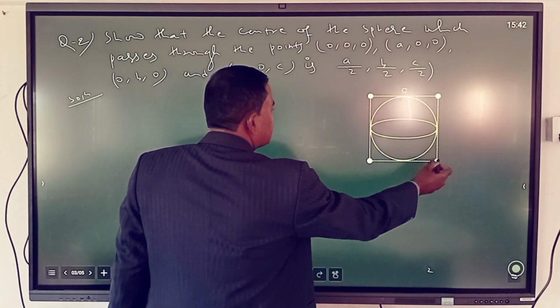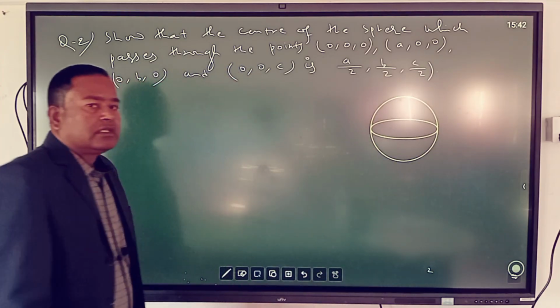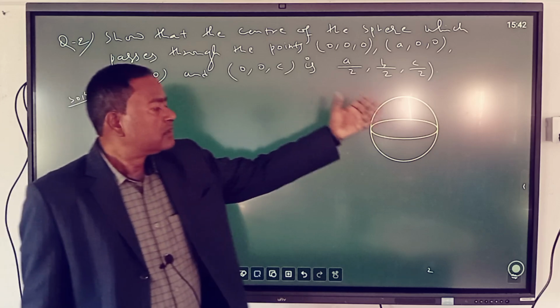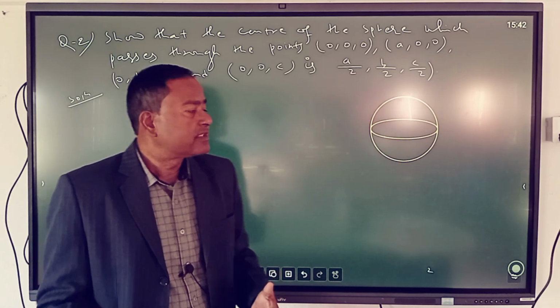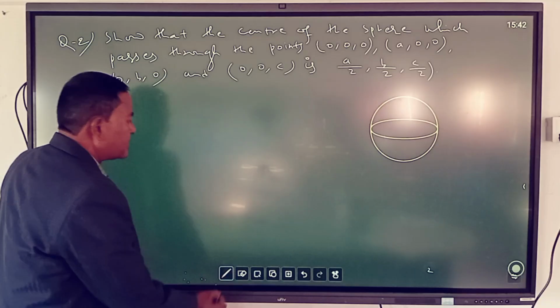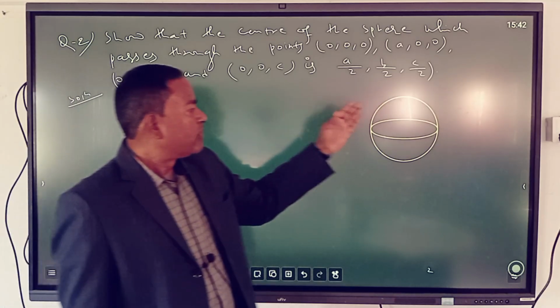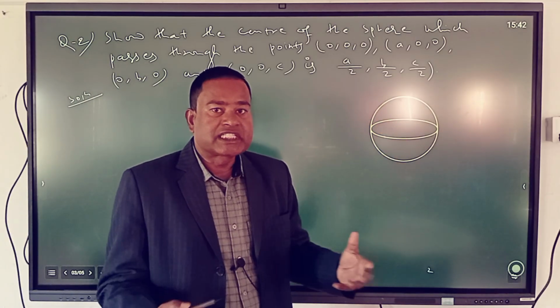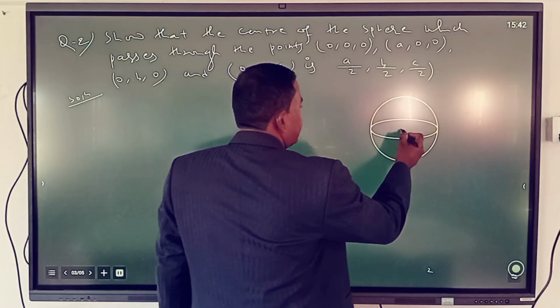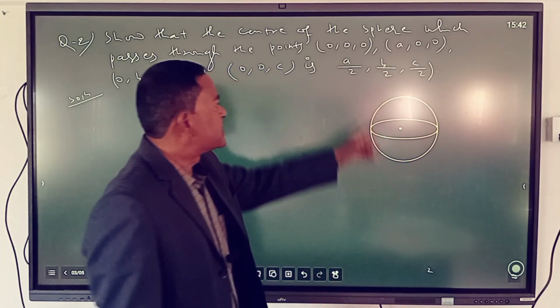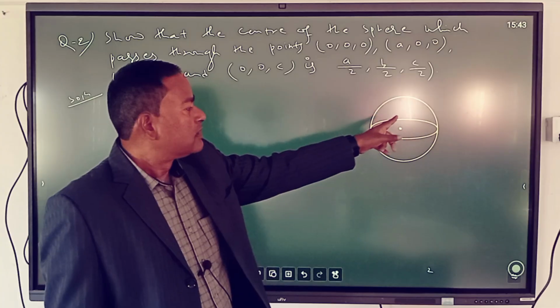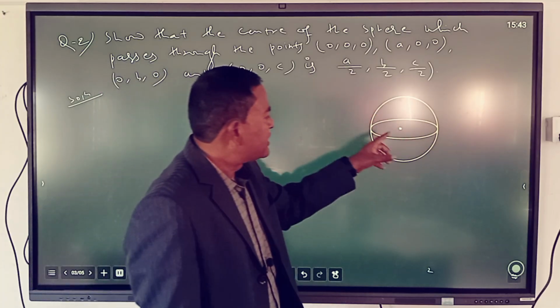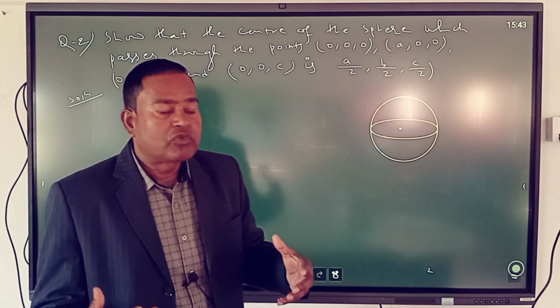Dear student, a sphere is given, so we have drawn a rough diagram of a sphere, and we have to find out the center of this sphere. We have to show that the center of this sphere is a by 2, b by 2, c by 2. To find the center of this sphere, we are given 4 points.